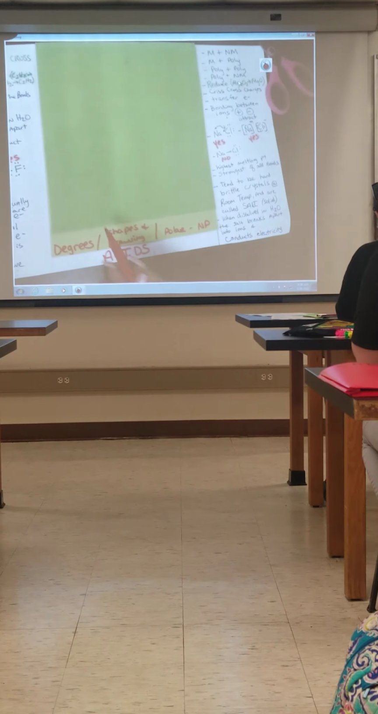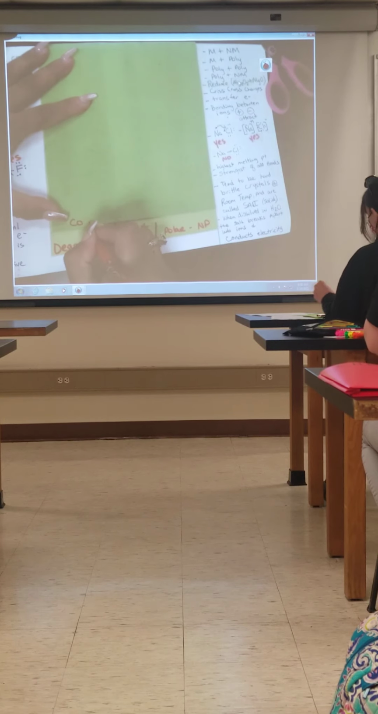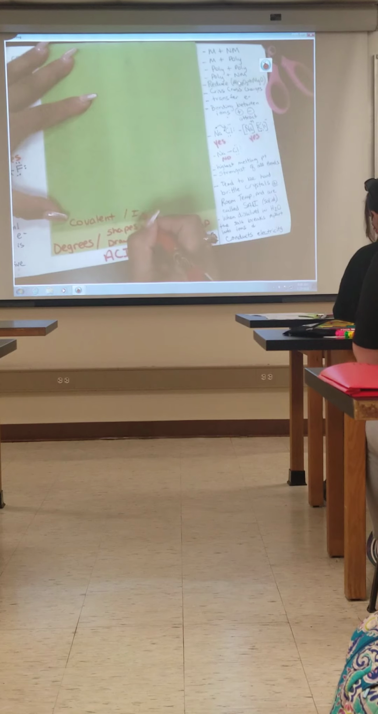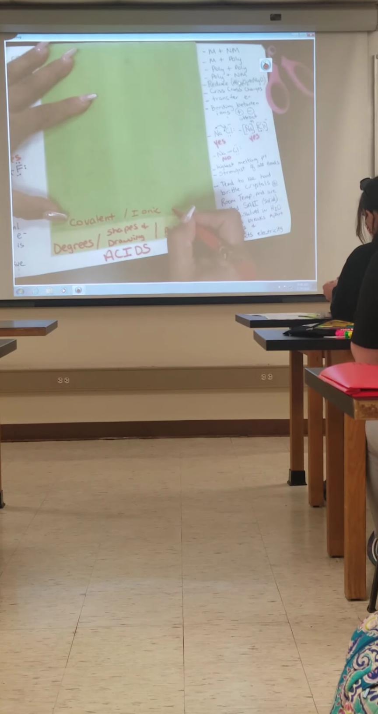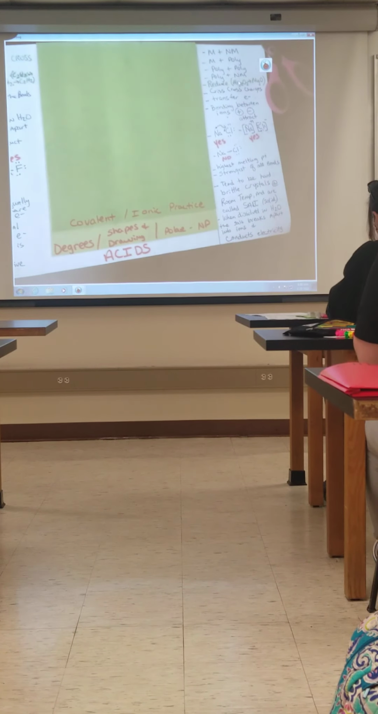The next one you're going to write is covalent / ionic practice. And you know what to do with the next green paper, right? We're going to set the next green paper on top. We're going to cut it so we can see those words. We're going to tape it down so that way it's nice and secure.